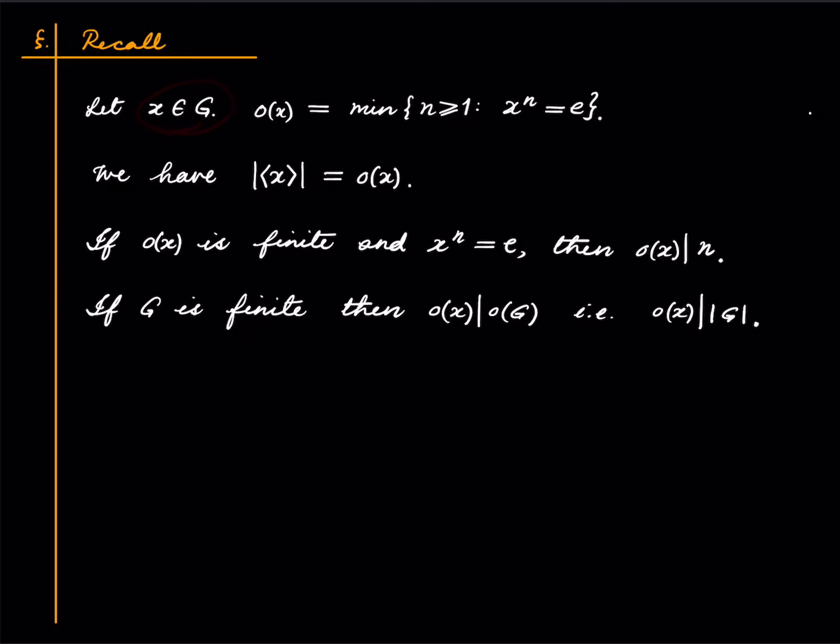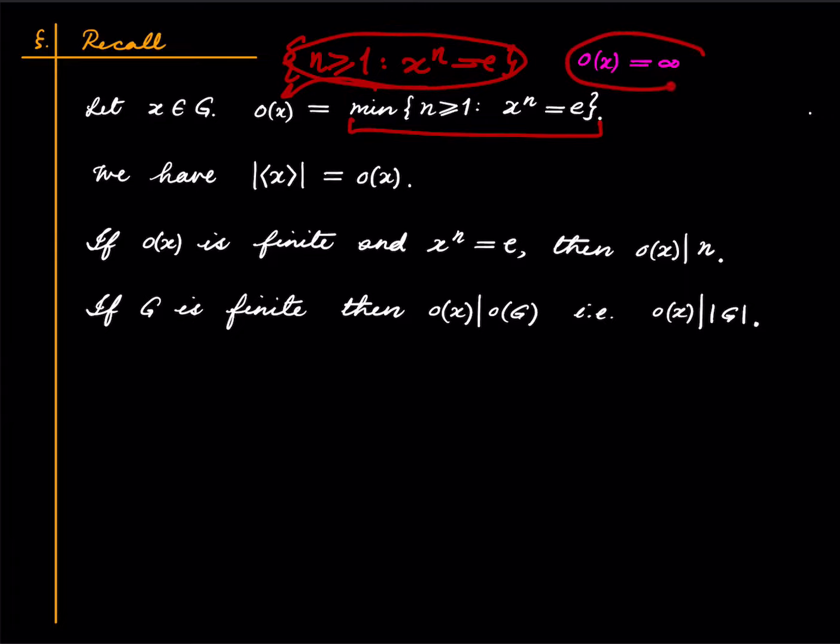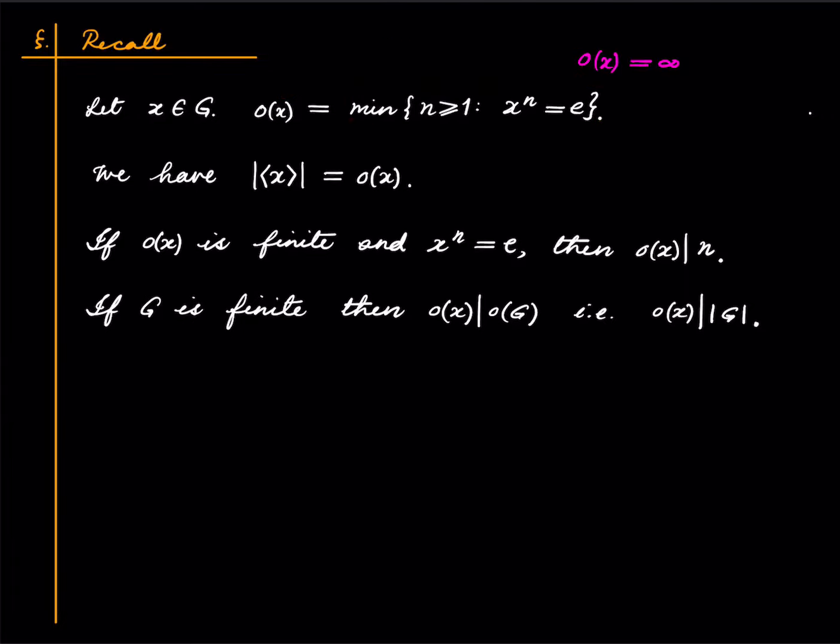So if G is a group and X is an element of G, then the order of X is defined as the minimum natural number n, the smallest natural number n, such that this holds. And there may not exist any natural number such that this holds, in which case we just say that the order of X is infinite. So truly speaking, this statement should be qualified with a warning that if this is a non-empty set, then the order of X is defined in that fashion. If this is an empty set, then the order of X is denoted by the symbol infinity.